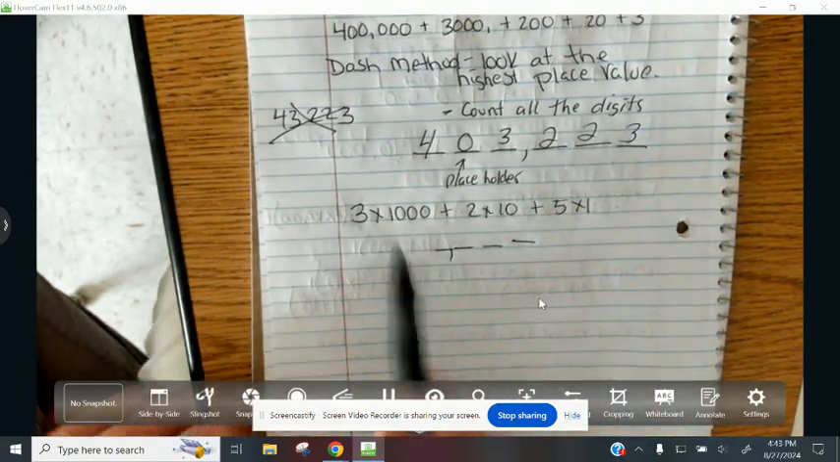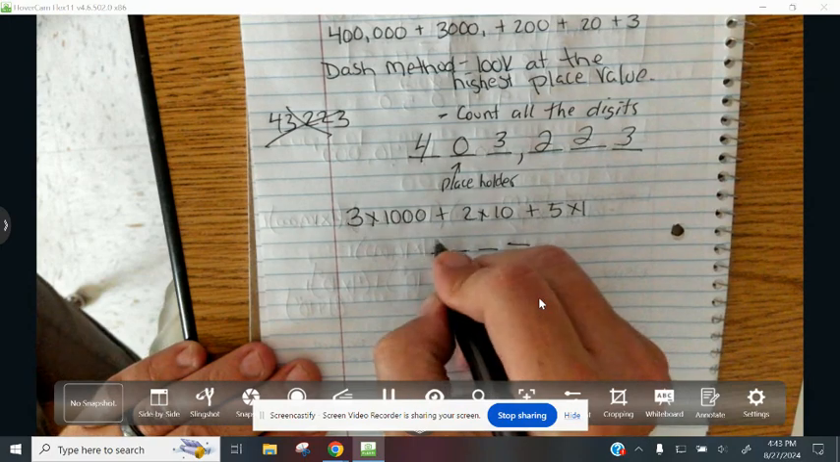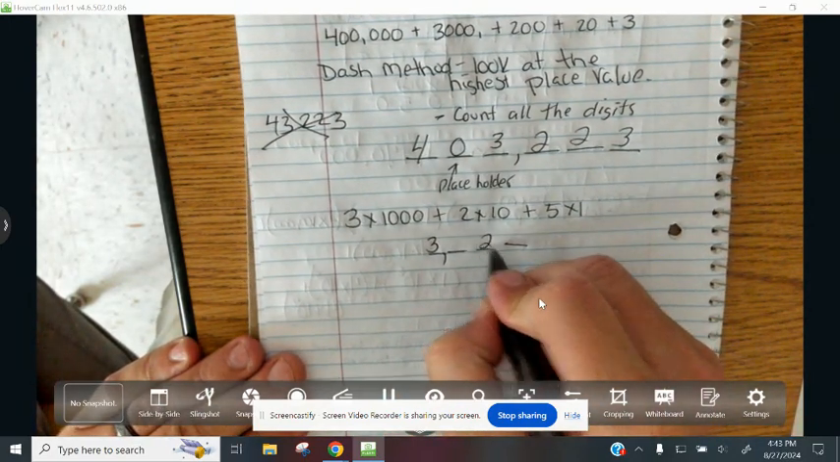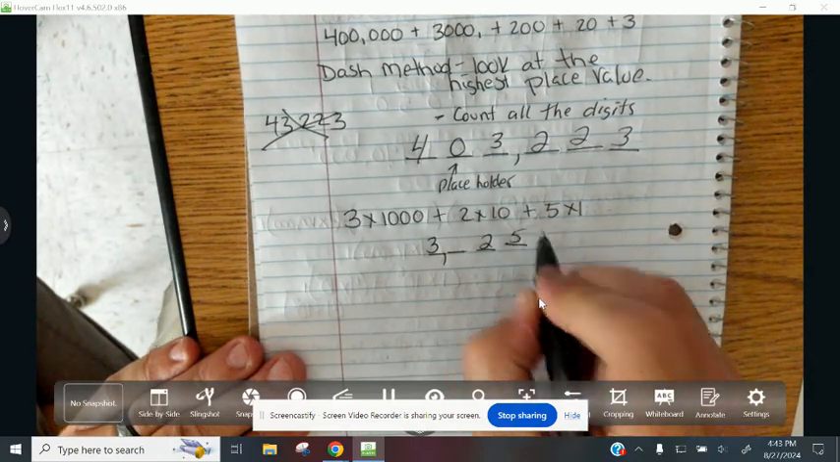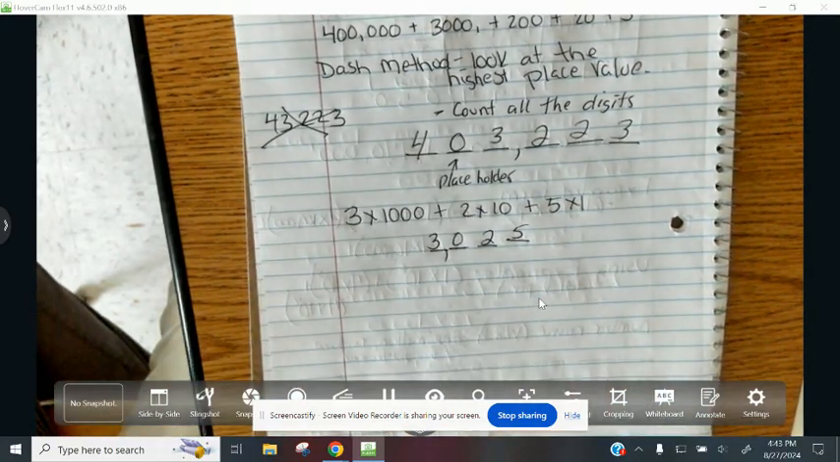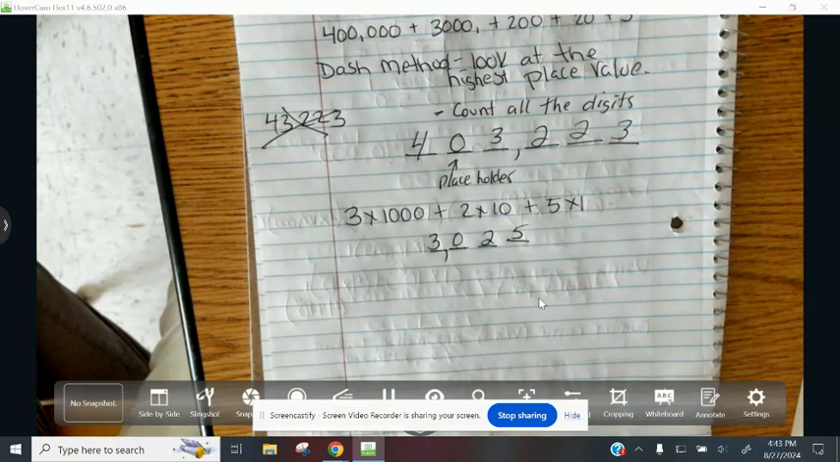Now, I know there's a 3 in the thousands place because that says thousands. I know there's a 2 in the tens place. I know there's a 5 in the ones, which means there's a 0 in the hundreds. And again, if I'm going too fast, slow me down, rewind me, double check.